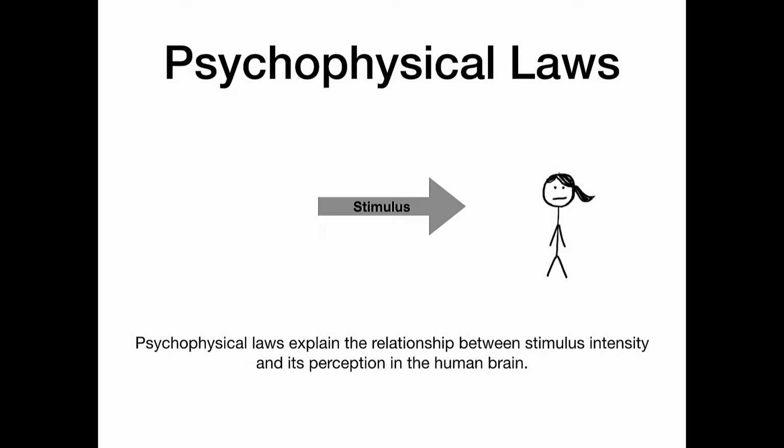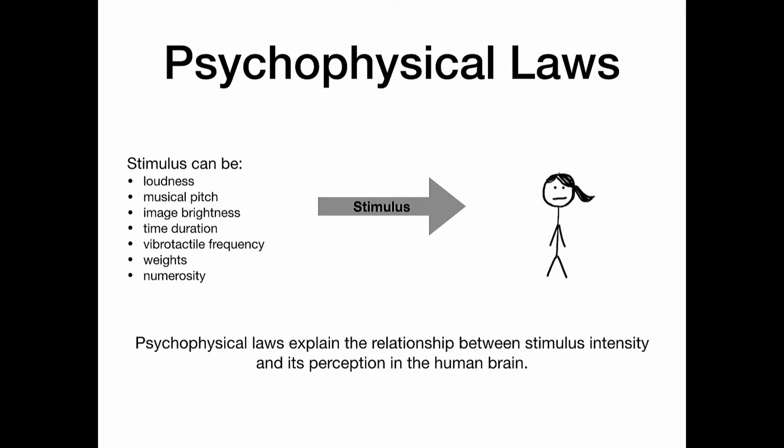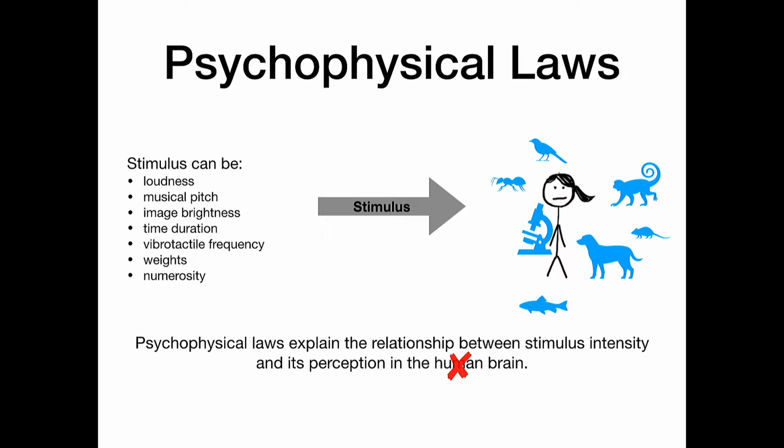The main topic is psychophysical laws. Psychophysical laws explain the relationship between stimulus intensity and its perception in the human brain. This type of relationship has been observed for a large variety of stimuli. Later, scientists observed that not only humans respond to these psychophysical laws, but it has been observed also in mammals, fish, birds, insects, and more recently, scientists noticed that individual cells like the slime mold might follow this type of relationship.